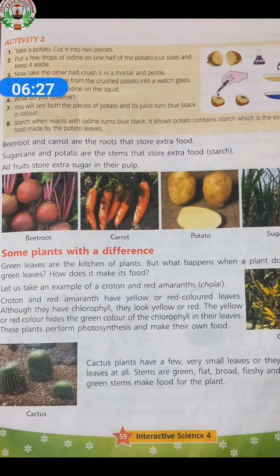Now we will do our activity. See the book. Take a potato, cut it into 2 pieces. Put a few drops of iodine on one half of the potato's cut side and keep it aside. Now take the other half, crush it in a mortar and pestle. Squeeze some juice from the crushed potato into a watch glass. Now put a drop of iodine on the liquid.